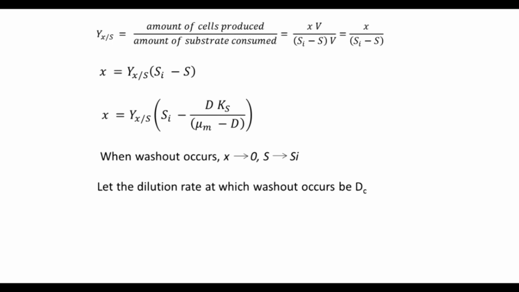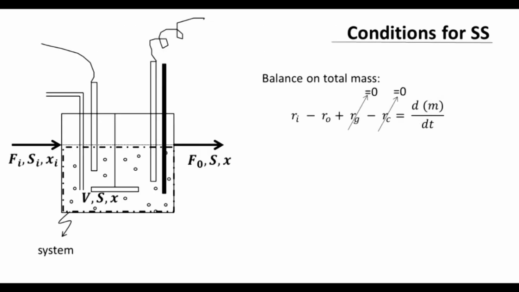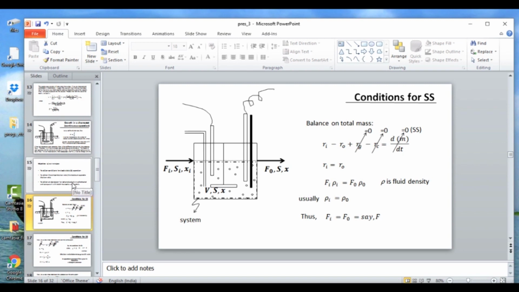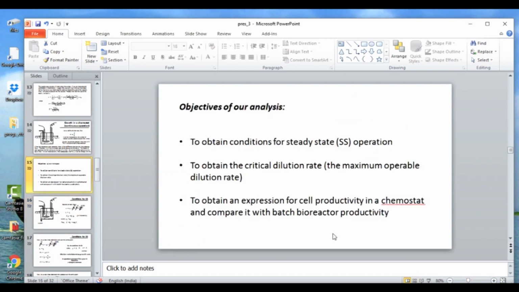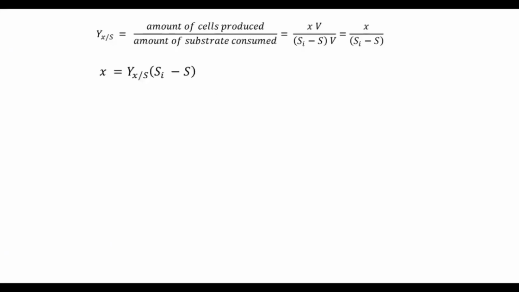Now, while we are going through all these things, let us also recall why we are doing these things. We are looking at conditions for the steady state operation. The objectives of our analysis are to obtain conditions for steady state operation, and to obtain the critical dilution rate, the maximum operable dilution rate. That is what we are looking at now through a lot of algebra. When you're doing the algebra, it's good not to lose sight of this. That's why we need to remind ourselves as to what we are doing. Now let's get back. Yes, we were here.